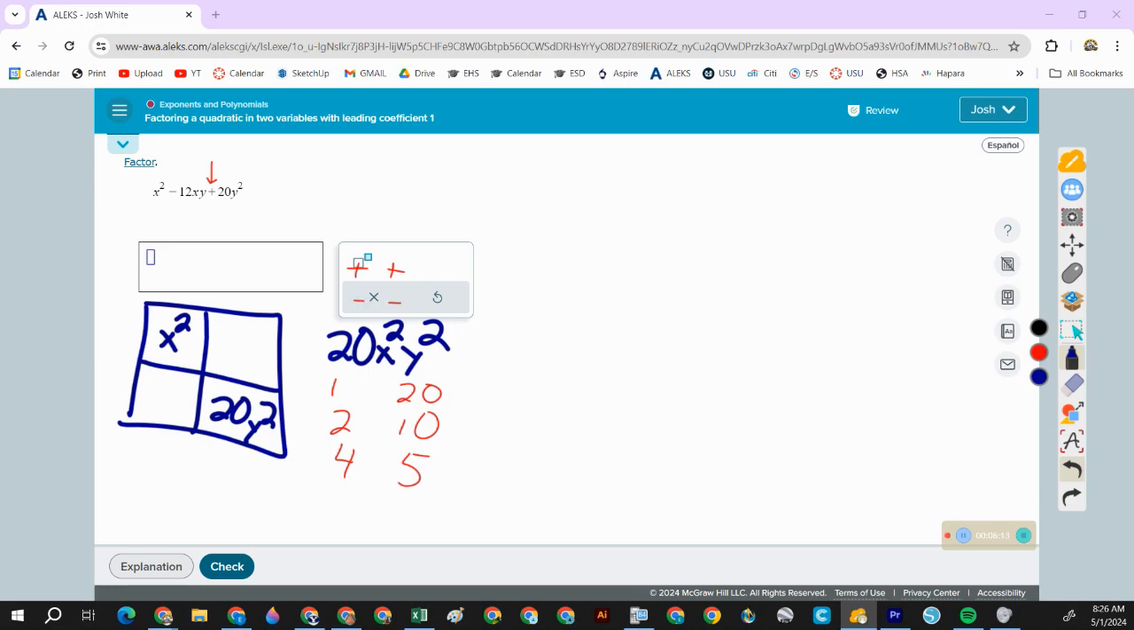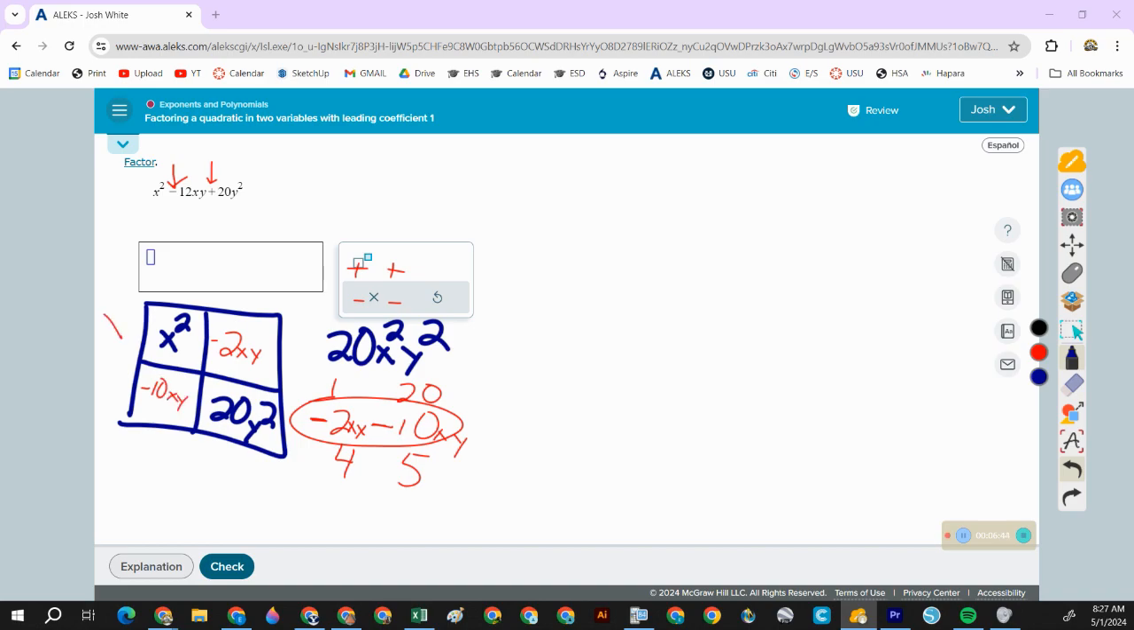And I'm looking for two numbers that multiply to be 20 and add to be negative 12. Well, if these were negative, that would work. But when we multiply the 2 and the 10 together, they have to be 20x squared y. So they both get an xy.